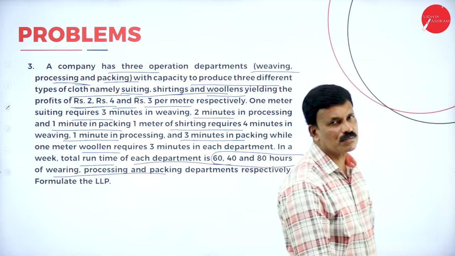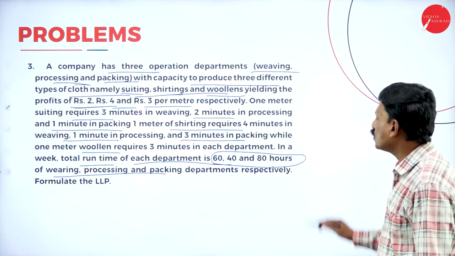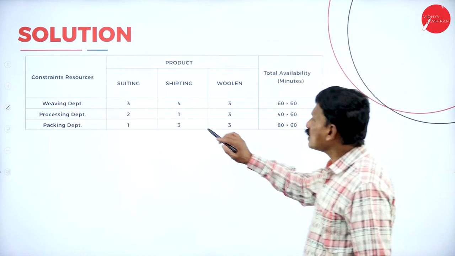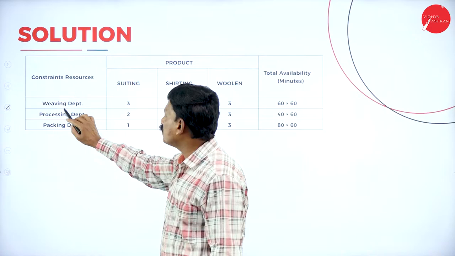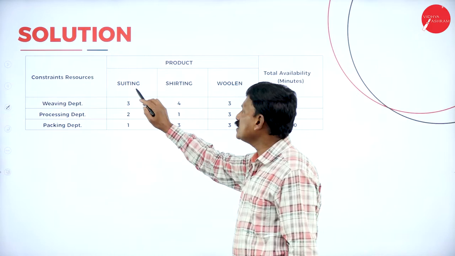So, a very important problem and a very easy problem. Let us formulate the table. What are the products? There are constraints in the resource. There are 3 types: weaving department, processing department and the packing department. The products are shooting, shirting and woolen.